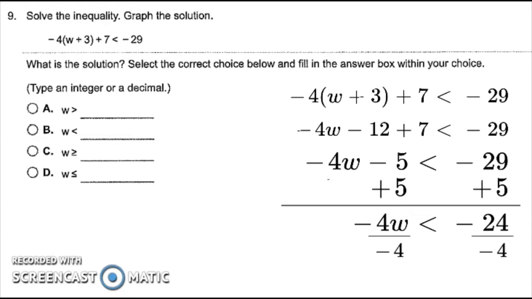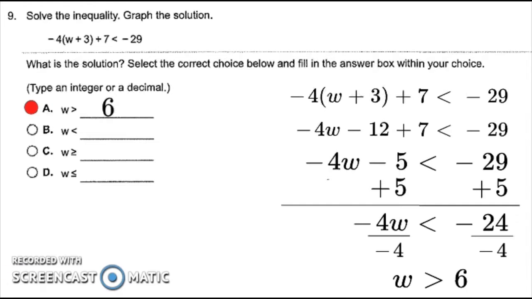Divide both sides by negative 4. And when we divide an inequality by a negative number, we need to change the direction of the inequality. So it becomes w is greater than positive 6. So writing that out as your answer, you would choose A and write w is greater than 6.